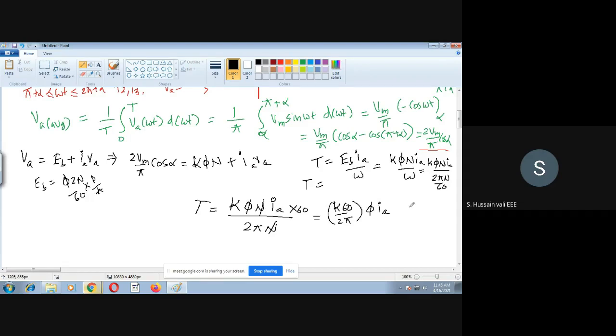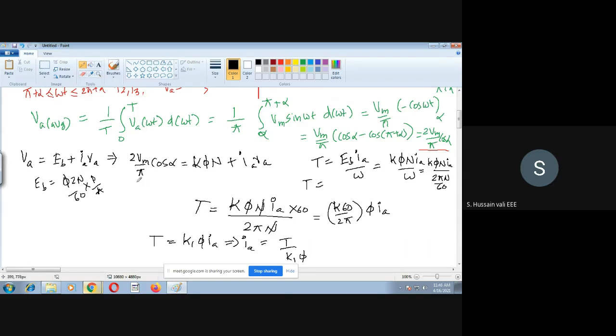We got this. So this is another constant. I will take this constant as some k1. So T is equal to k1 into phi into Ia. So from this, what is Ia? Ia can be written as T by k1 phi. Once we write this, we substitute Ia in this equation.